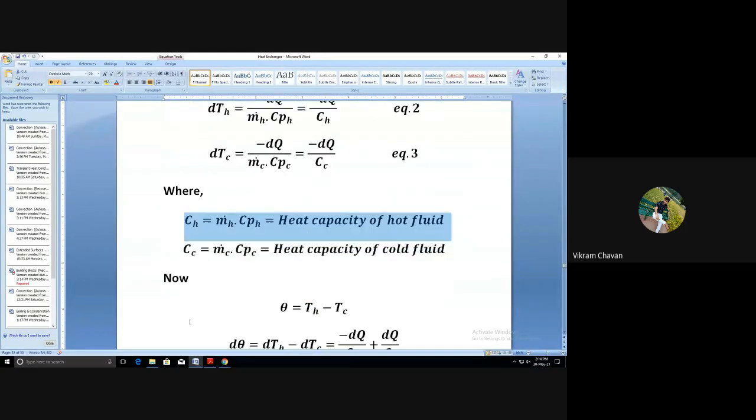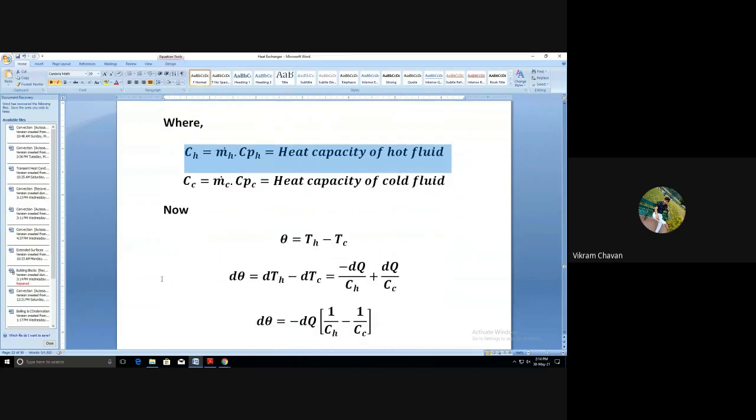Next, theta is equal to Th minus Tc. Therefore, d theta is equal to dTh minus dTc, which is equal to minus dQ divided by Ch, and minus minus sign will be plus, so that plus dQ divided by Cc.